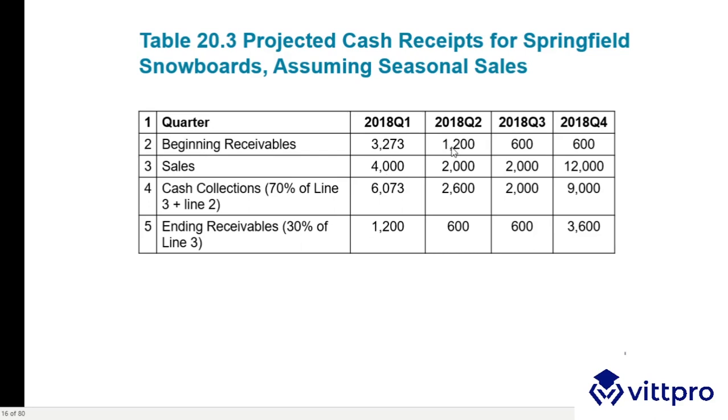So here then 1200 will be the opening balance. This quarter again we are selling 2000 and we are able to collect 70% of this. 2000 means 1400. So total cash collection becomes 2600, the prior one and 70% of this, and 30% of the sales will become the future cash. Then you will have the quarter 3 as an ending receivable.